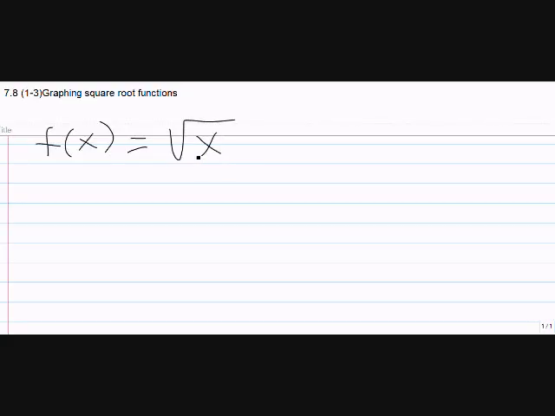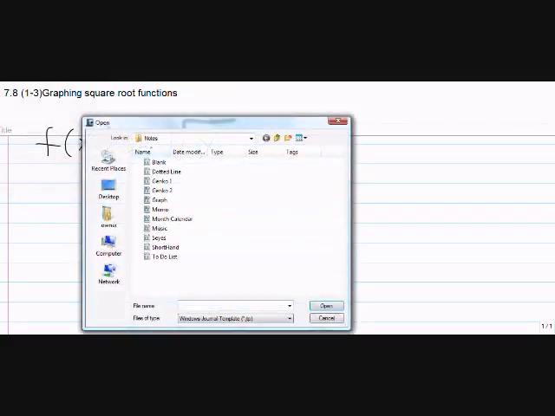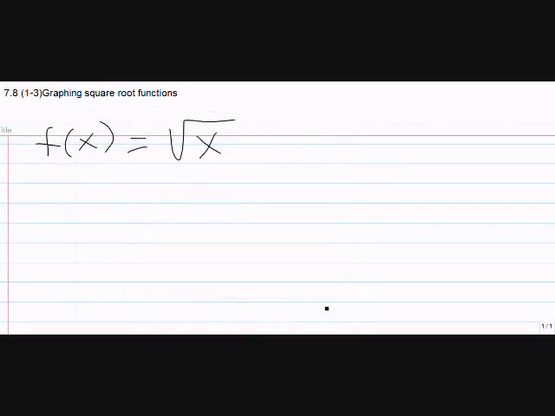Now if I want to think of what that function looks like, boy, I should put this on a piece of graph paper. That would be better. Here we go. Come on, graph paper.